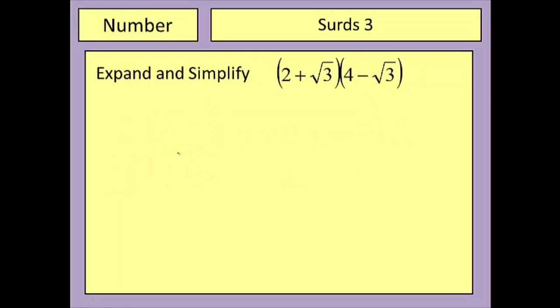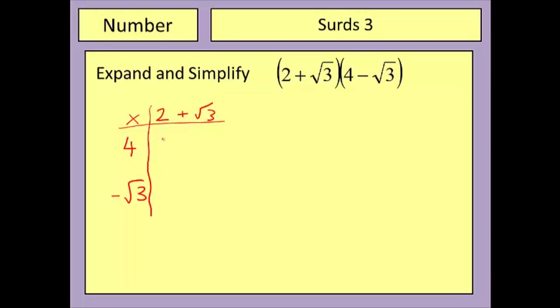Let's have a look at this second example. Again, I'm going to set up a grid method for this. This will help me with my calculations. So on the top I'm going to put 2 plus root 3 as my first bracket, and down the side I'm going to put my second bracket, which is 4 minus root 3.